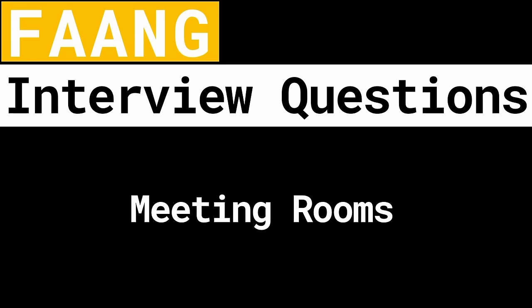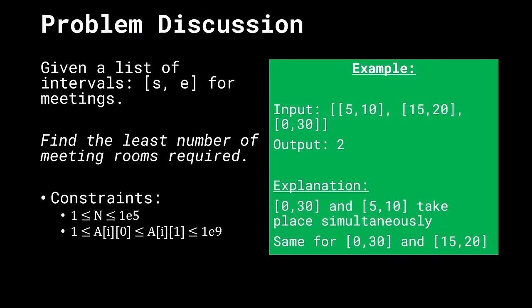Let's talk about the problem, meeting rooms. We're given a list of intervals defined by their starting and their ending times. And each of these intervals basically represents a single meeting. So now we're given a list of meetings. The goal of this problem is to find the least number of meeting rooms required so that we can conduct all of the required meetings.